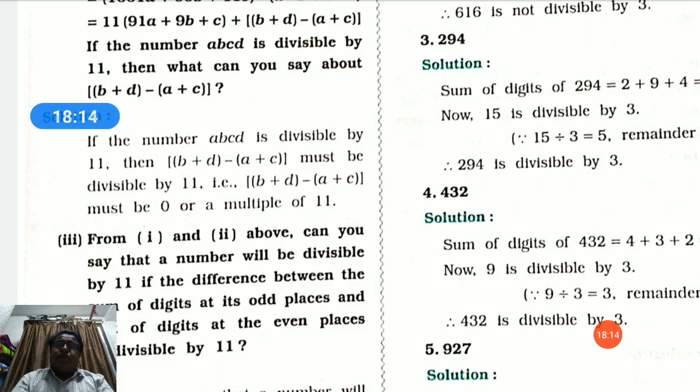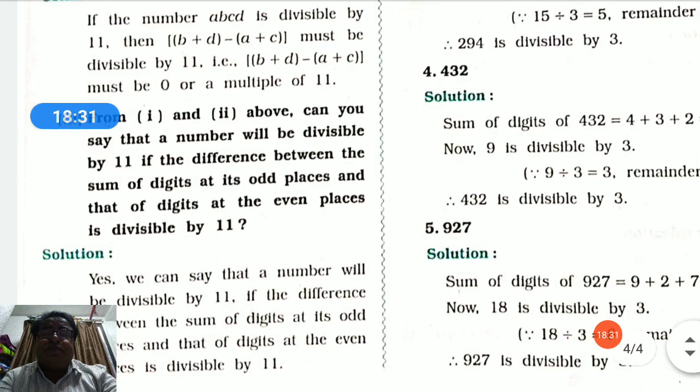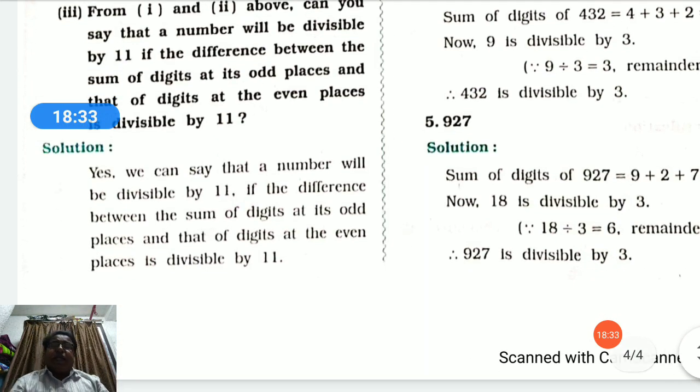Now third example is from first and second above. Can you say that a number will be divisible by 11 if the difference between the sum of digits at its odd places and that of digits at the even places is divisible by 11? Yes, we can say that a number will be divisible by 11 if the difference between the sum of digits at its odd places and that of digits at the even places is divisible by 11.